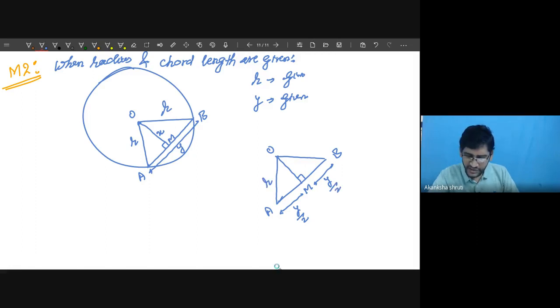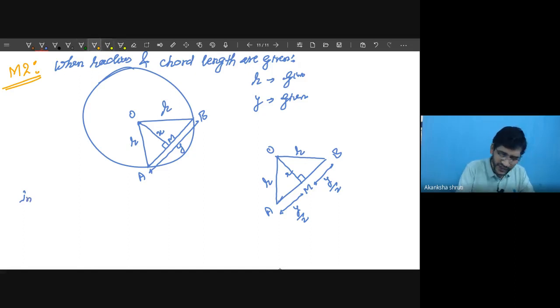AO and OB both are the radius. So this perpendicular x can be calculated. Just take one part of this. You are free to choose any of the parts. Let me choose like this. I am choosing only this much part of this triangle.